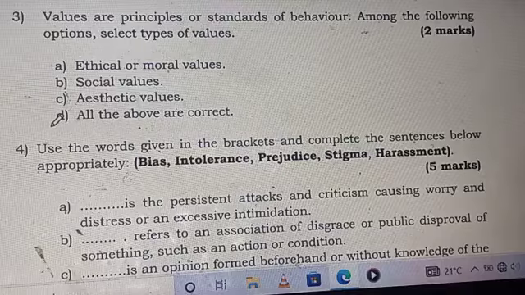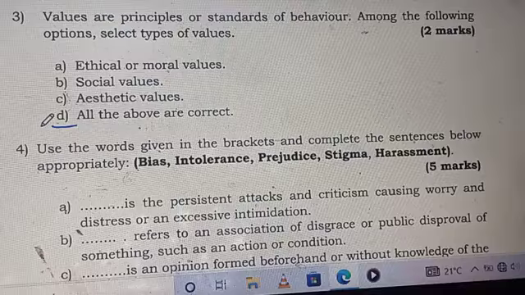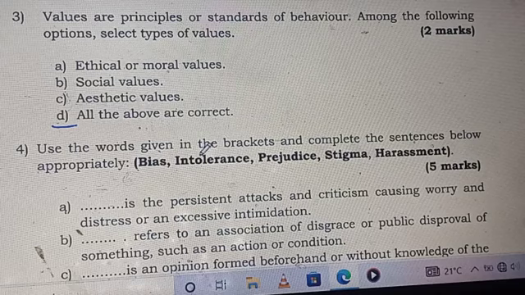The correct answer is letter D. All the above are correct. Ethics, social and aesthetic values are all categories of values guiding human behavior. Question 4. Using the words given in brackets, complete the sentence below appropriately.